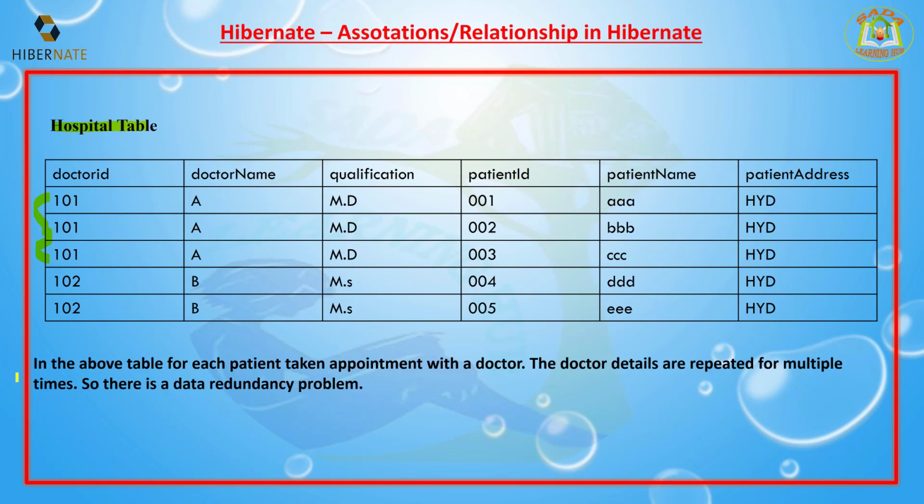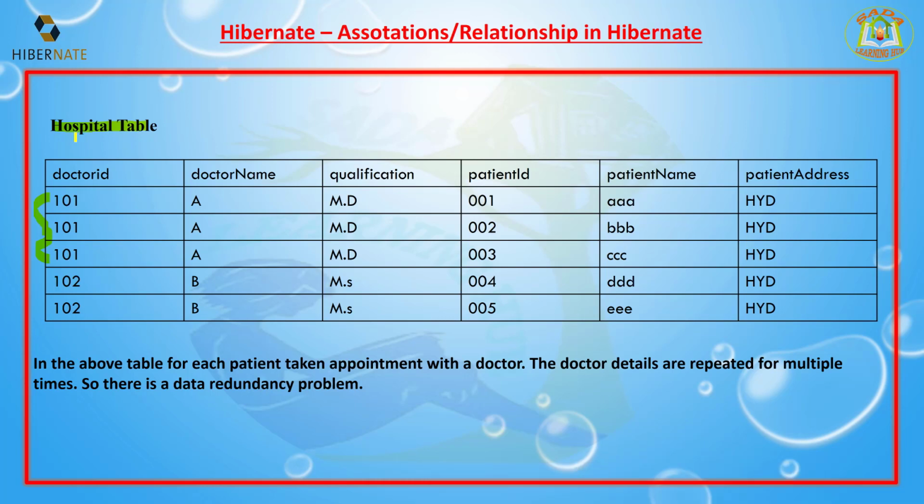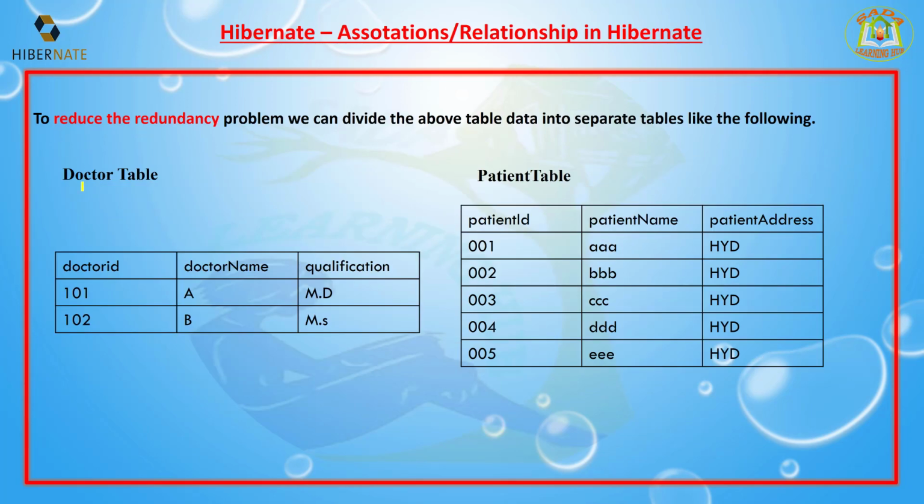In this table, each patient takes an appointment with a doctor, so the doctor details are repeated multiple times. If you see, 101 is repeated multiple times and 102 is repeated multiple times. So there is a data redundancy problem. If you implement this type of table, redundant data comes into the picture. To reduce the redundancy problem, we can divide the hospital table data into separate tables.